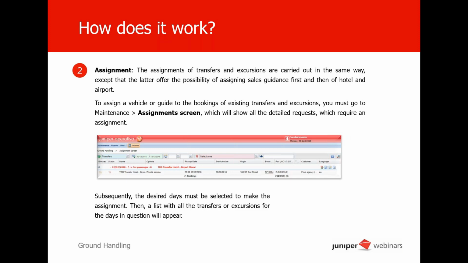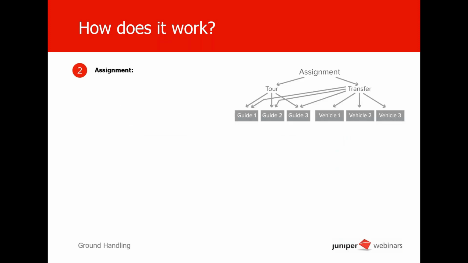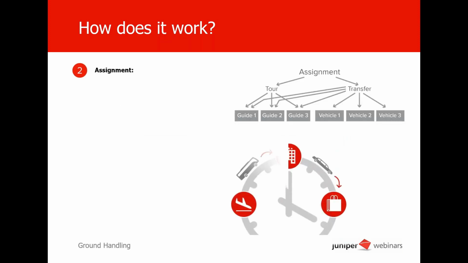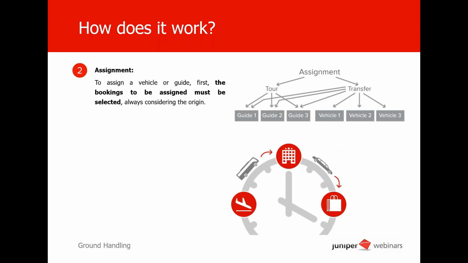As we see in the image below, each booking comes with the information: the name, the pickup date, service date, origin, and the name of the customer. How does it work? Assignment. To assign a vehicle or guide, first the bookings to be assigned must be selected, always considering the origin.